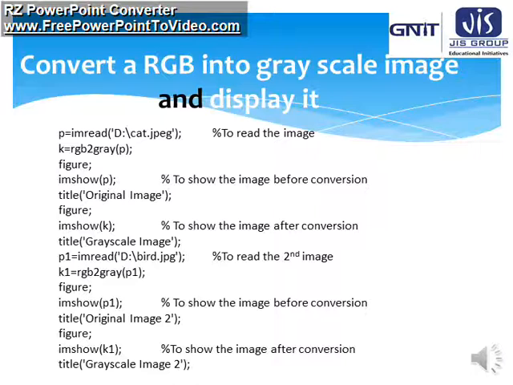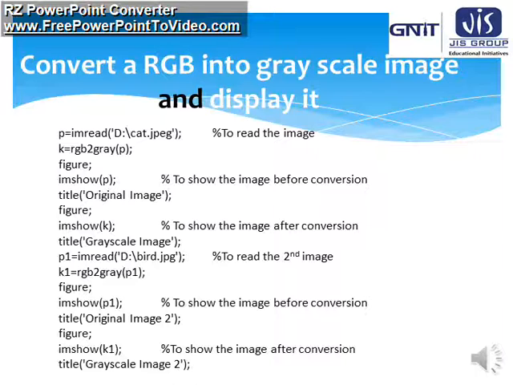Then we have to take another variable, into which we store the corresponding images after conversion using the RGB to gray function. Again we use the figure, then imshow P1, to show the image before conversion with the title original image 2, and we show the image K1 using the imshow function, which will show the image after conversion with the title grayscale image 2.